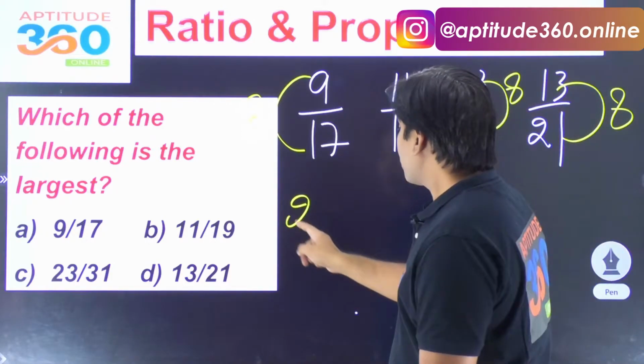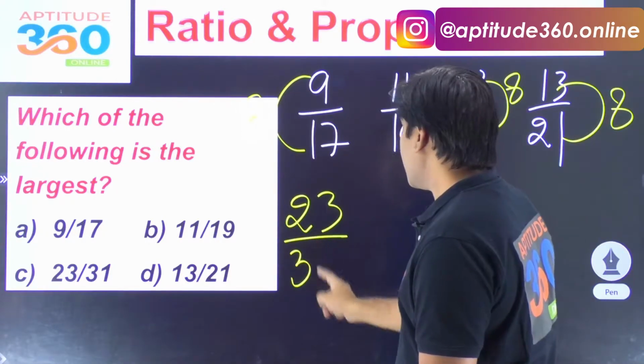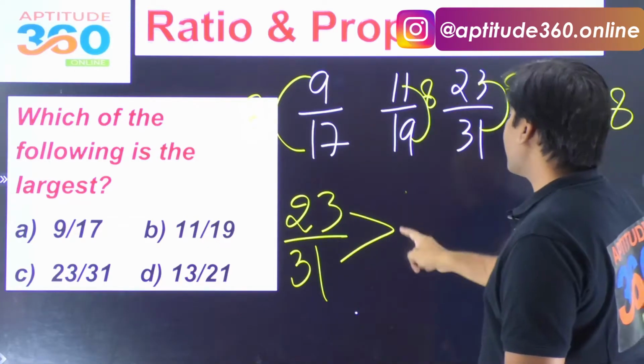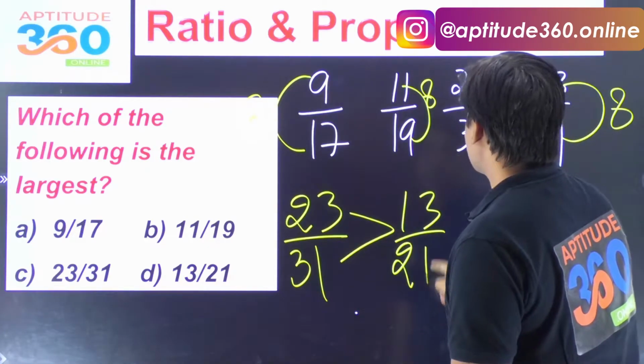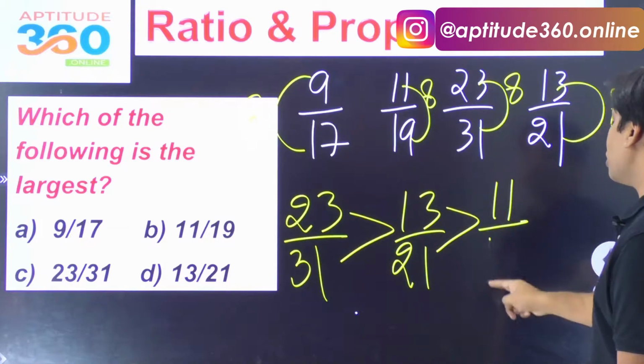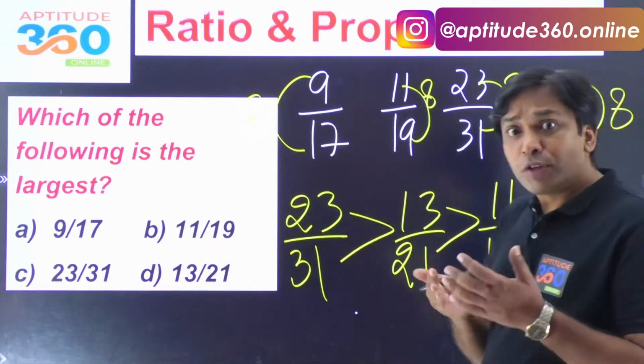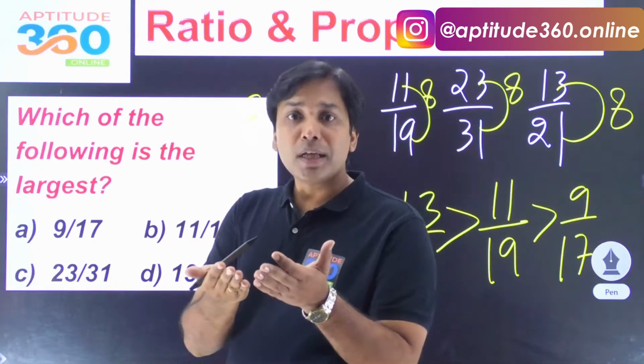So 23/31, this is going to be the largest value. And then 13/21 is the second largest value, and then you have 11/19 and then 9/17. You don't even have to pick up your pen. Do you have to pick up your pen?